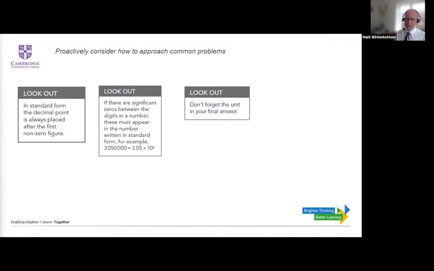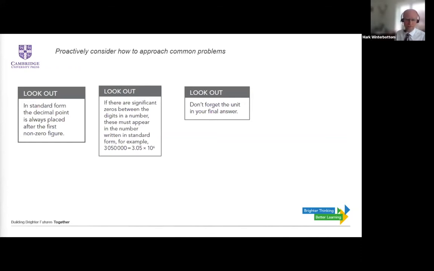Then think about what those common problems are. Remember, we dealt with those 5 challenges earlier. So look more specifically now at what the problems are with this particular area of maths. Again, the book does it for you. So in standard form, the decimal place is always placed after the first non-zero figure. You can often get students writing 10 times 10 to the power of 10. That should obviously be 1 times 10 to the power of 11.